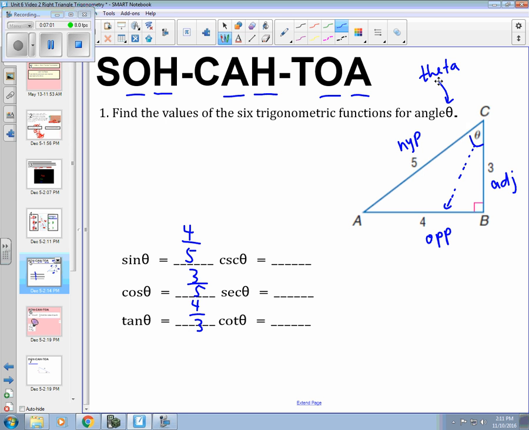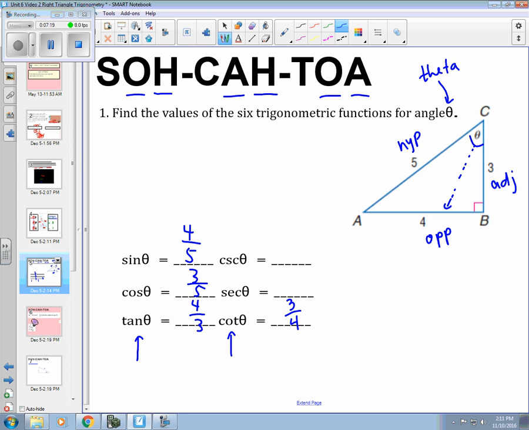The reciprocal functions are the next 3. Once you have those, you can just do the reciprocal of the ones we had before. Now, the cotangent and tangent ones are easy to remember because they sound the same, cotangent, tangent. You should easily be able to pair those up. So if we do the reciprocal of 4 over 3, it would be 3 over 4.